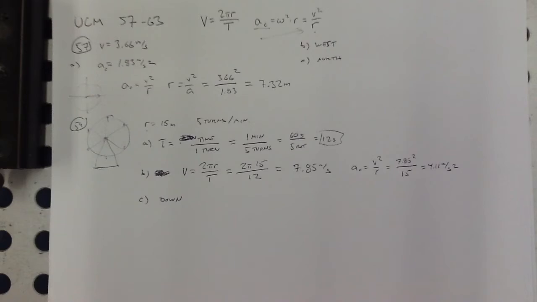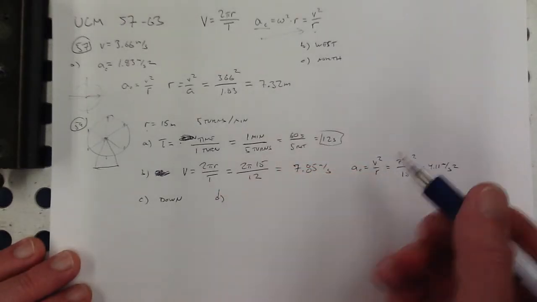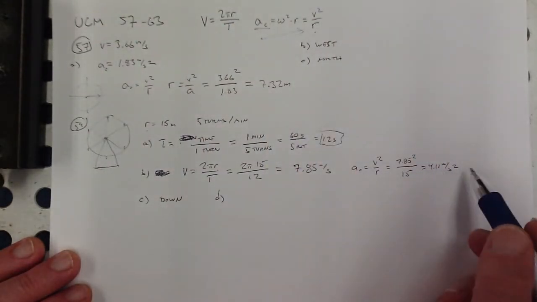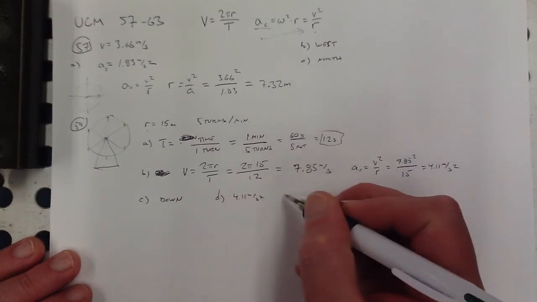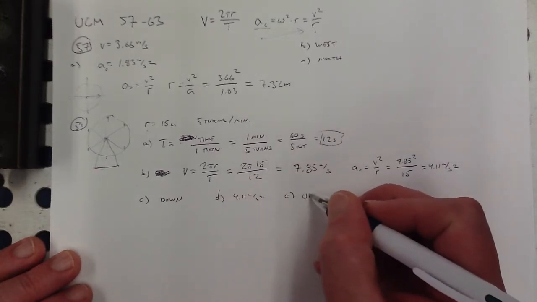D, what are the magnitude and direction of her acceleration at the lowest point? So for part D, well, it's uniform circular motion, so the magnitude of this does not change. And when she's at the lowest point, the direction will be up.